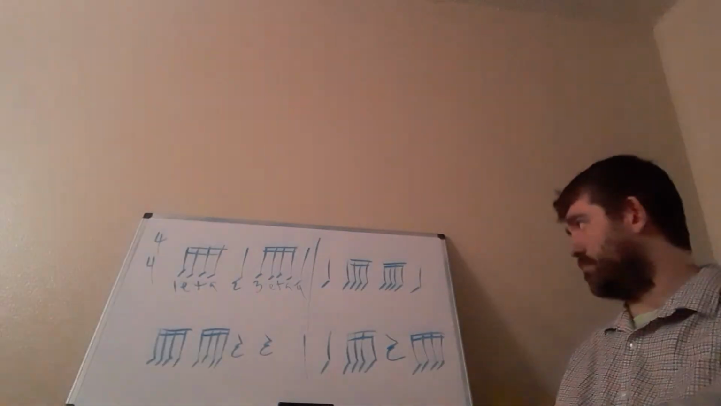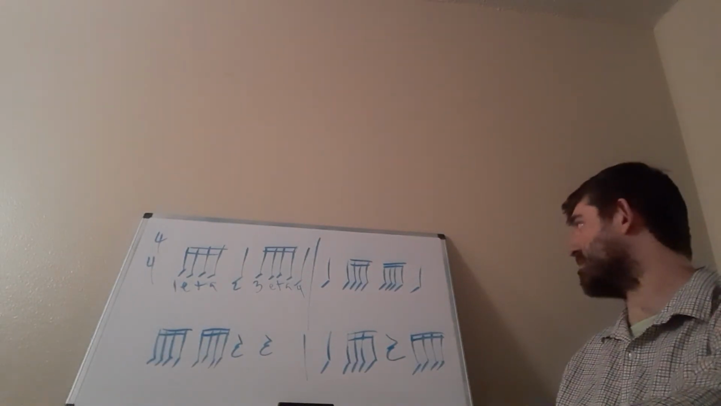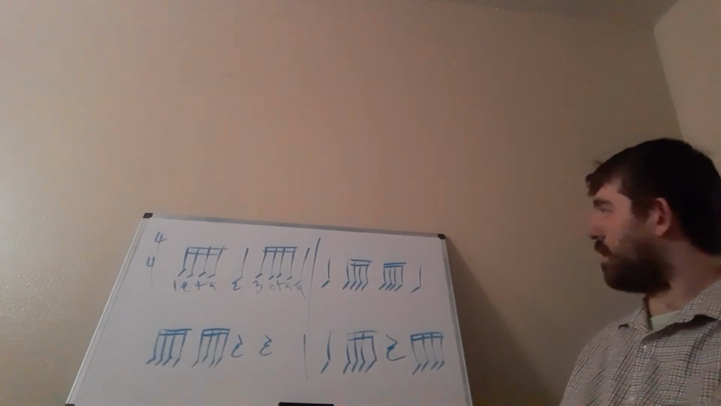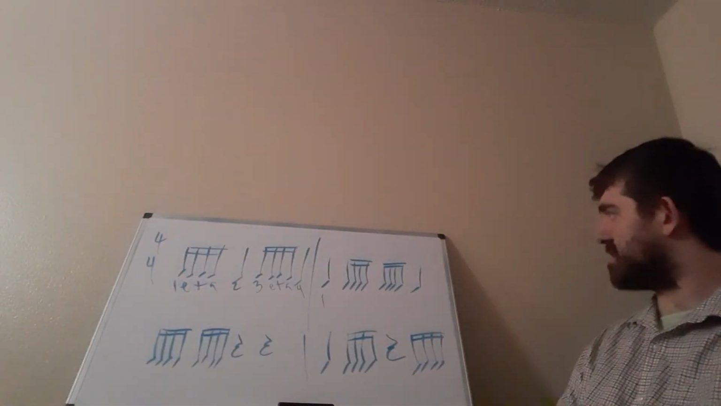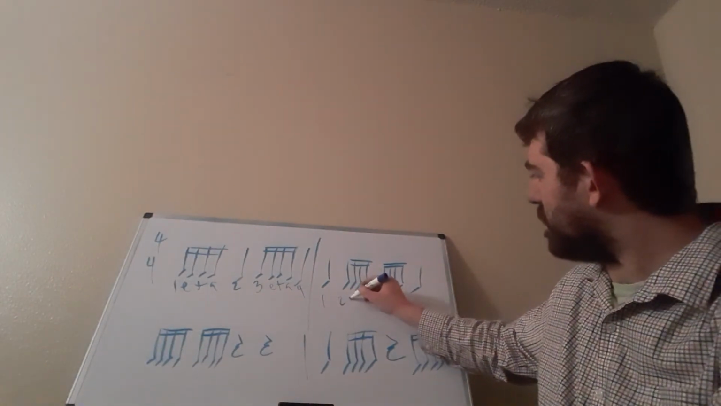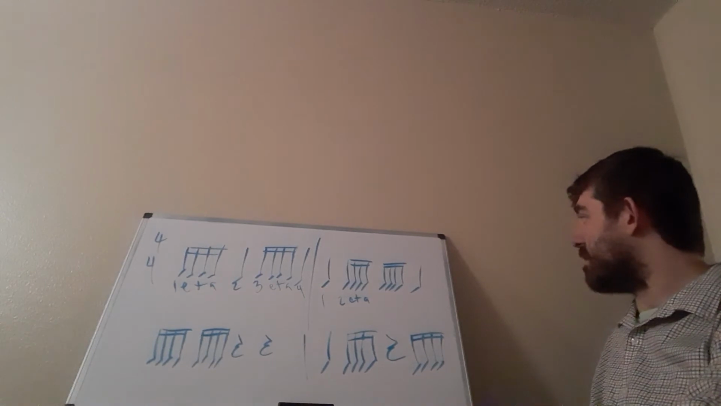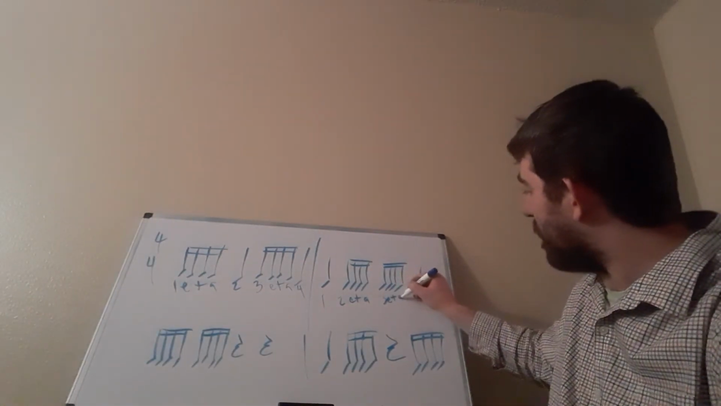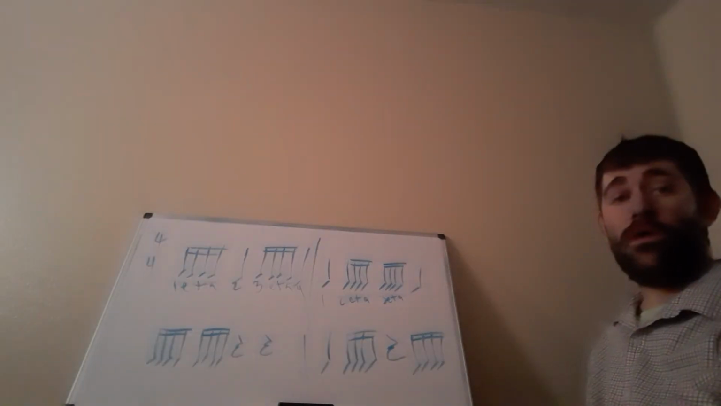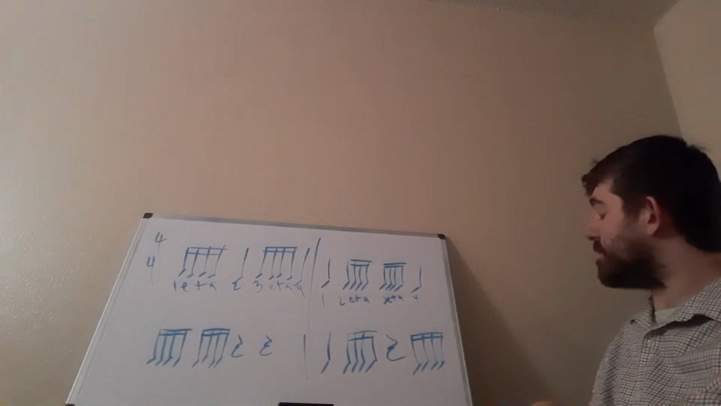Moving on to measure two. Quarter note, 4 16ths, four more 16ths, quarter note. All notes at the beginning of the measure are on beat one. On beat two, we have 4 16ths. That would be two, E, and a. Beat three, it's got four more 16ths. So three, E, and a. And then beat four has a quarter note. So that's four.